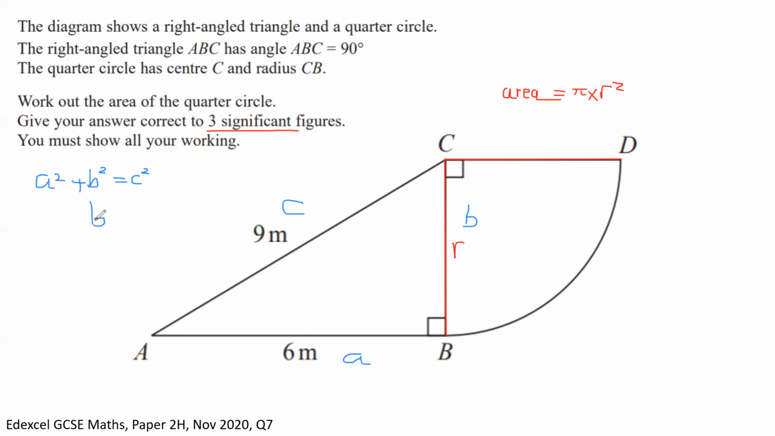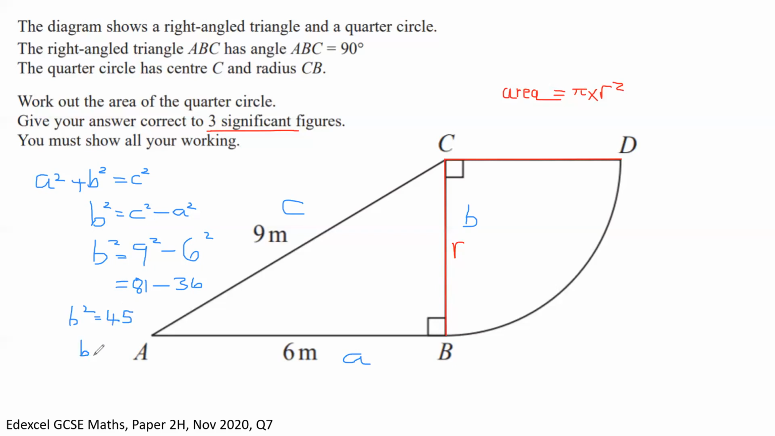So if we rearrange this equation, we subtract a squared from both sides, we're going to end up with b squared equals c squared minus a squared. So if we put the numbers into the equation, we can work out that b squared equals 9 squared minus a, which is 6 squared. Okay, so 9 squared is 81, 6 squared is 36. So then we're going to end up with b squared equals 45.